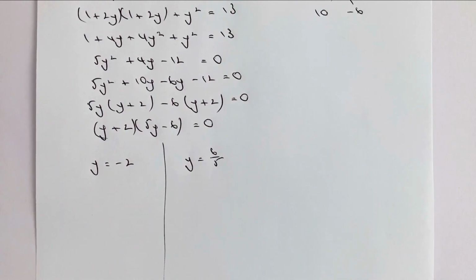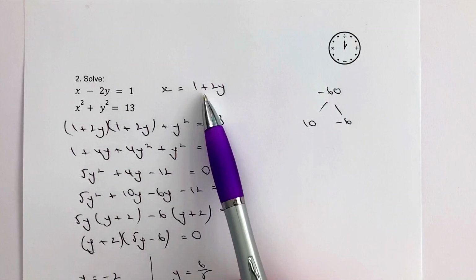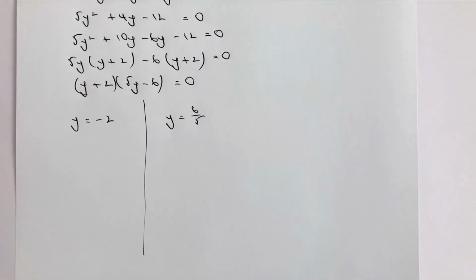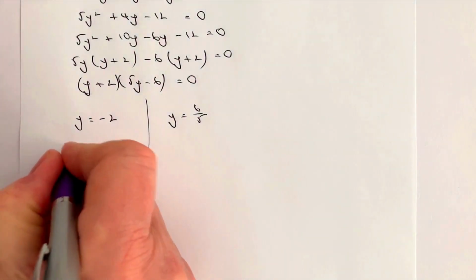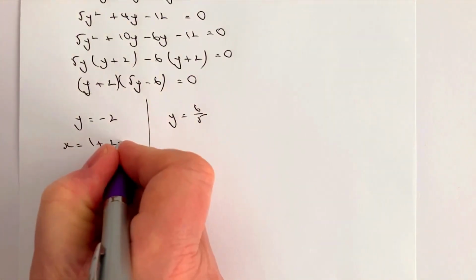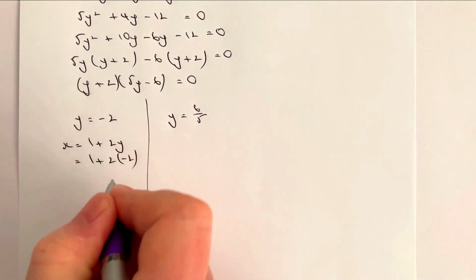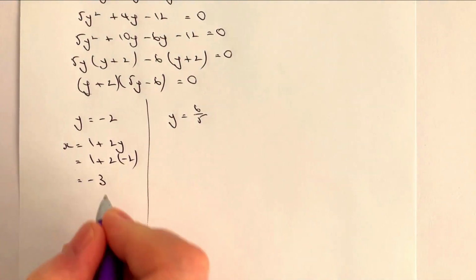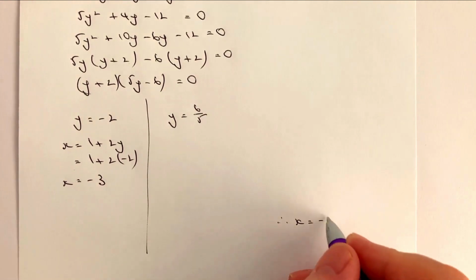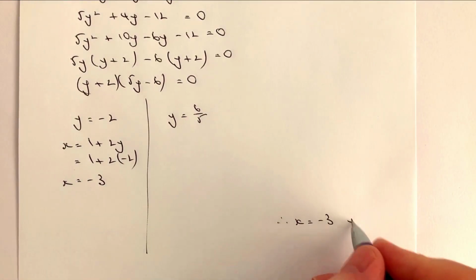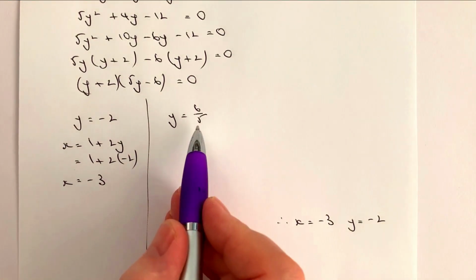Okay, and again, I'm going to use the same technique of taking this value of y and popping it into this equation here to get my value of x. Okay, so if I do that, I'm going to get x equals 1 plus 2y, and that's going to give me 1 plus 2 times minus 2. When I figure all of that out, I get minus 3. Okay, so x equals minus 3. So therefore, when x equals minus 3, y equals minus 2. Okay, and then the other one is y equals 6 over 5.